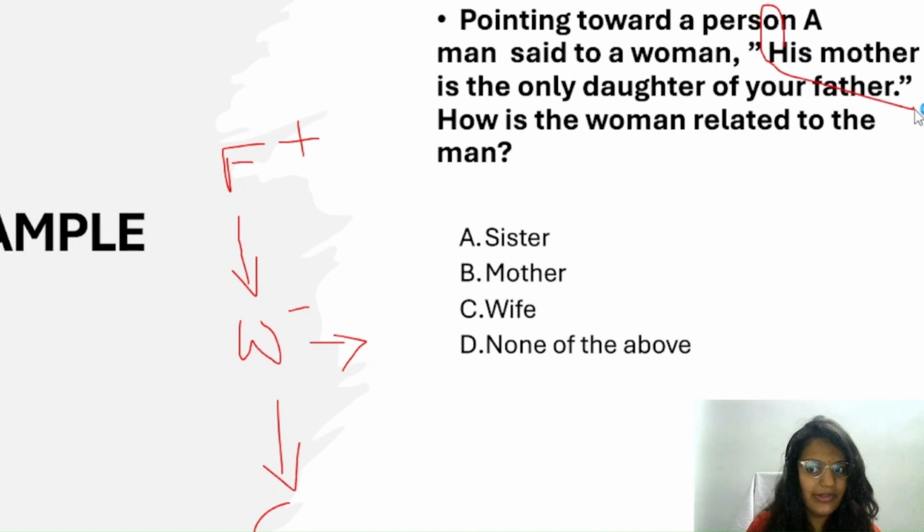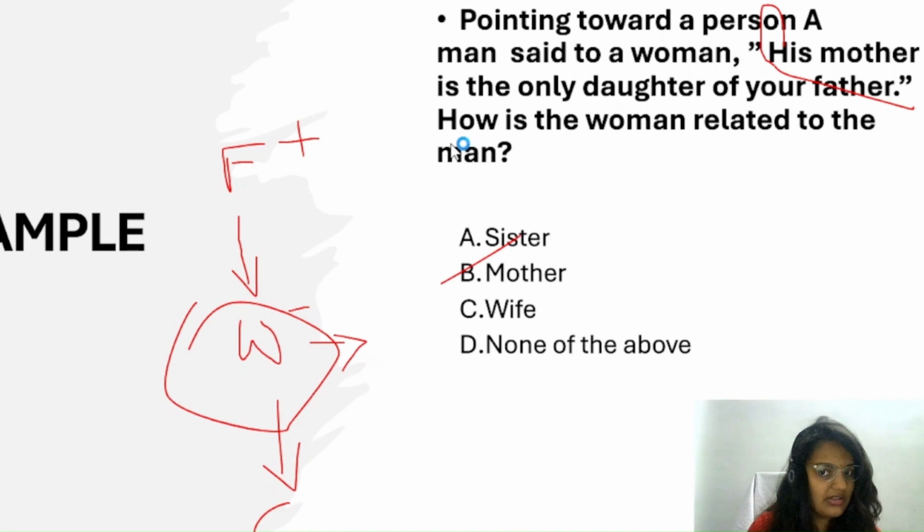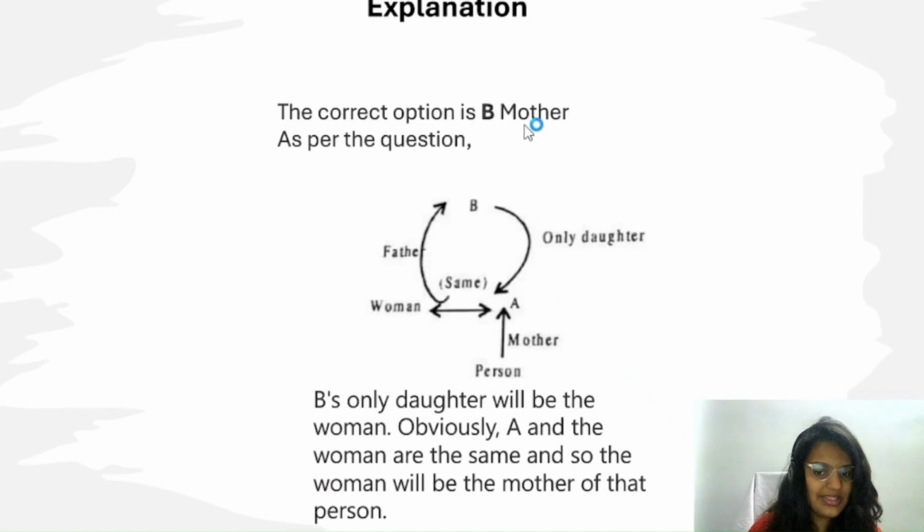His mother is the only daughter of your father. When the guy's mother is the only daughter of her father, obviously she'll be a mother. In case they said how is the man related to the woman, then it would be a son. See the explanation? You'll be here with it.